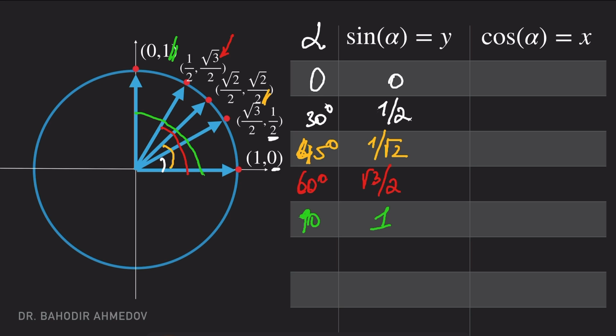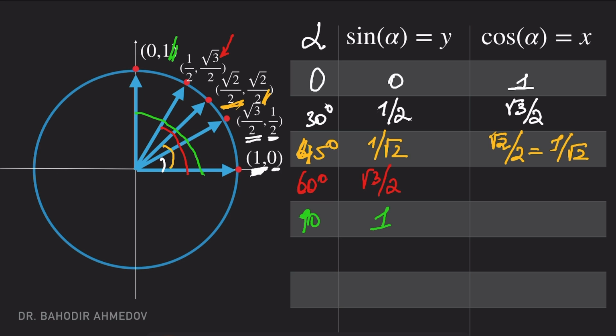So let's do the same procedure for the cosine. Essentially, I need to go through the x coordinates of these points. So the x coordinate of this point, when alpha is equal to 0, is going to be equal to 1. The x coordinate of the next point is going to be equal to the square root of 3 over 2, right? So essentially, when the angle is equal to 30 degrees, the cosine of 30 degrees is going to be equal to the square root of 3 over 2. Now I need to figure out the value of the cosine at 45 degrees. This is going to be equal to the x coordinate of this point, which is square root of 2 over 2, which can be written as 1 divided by the square root of 2 as well.